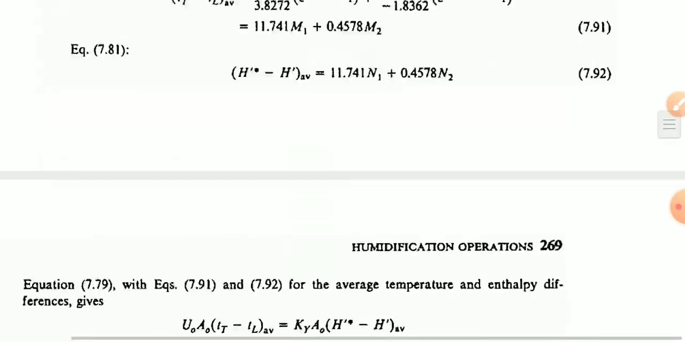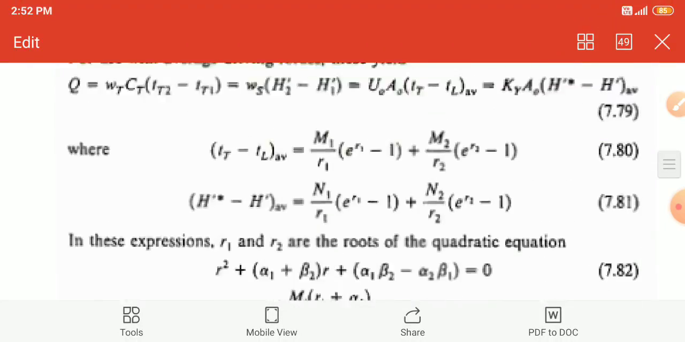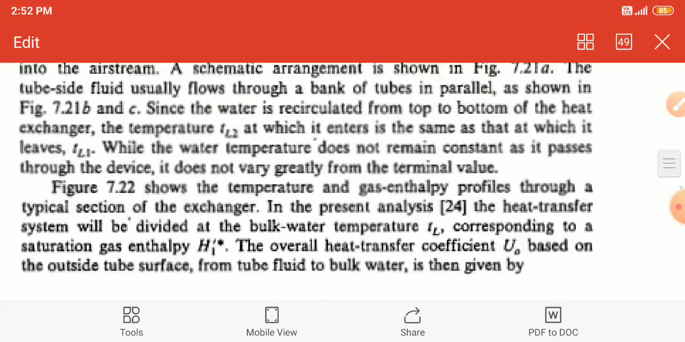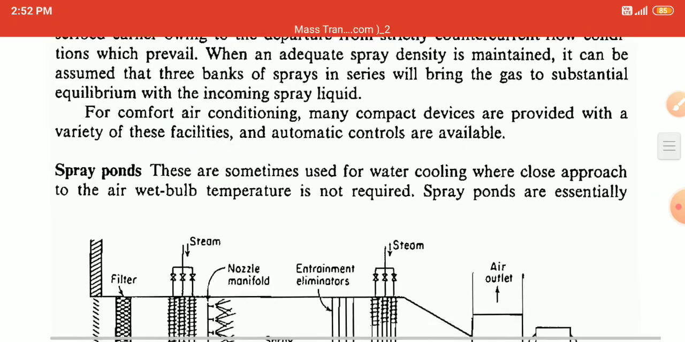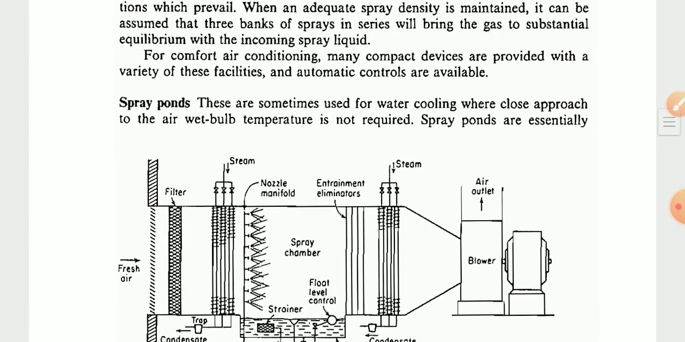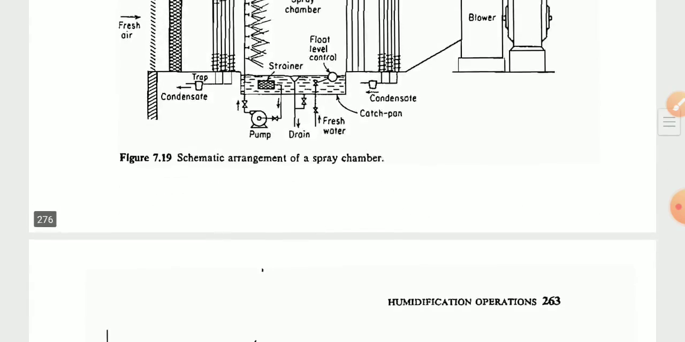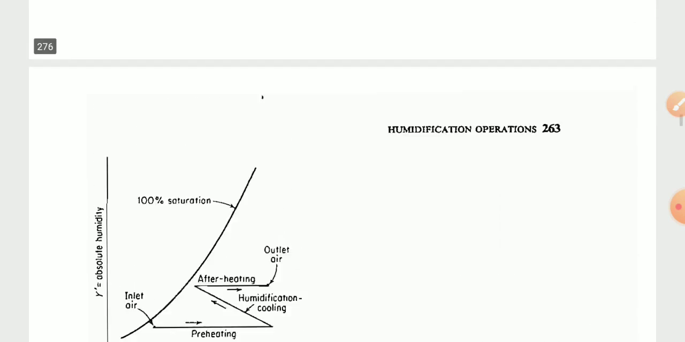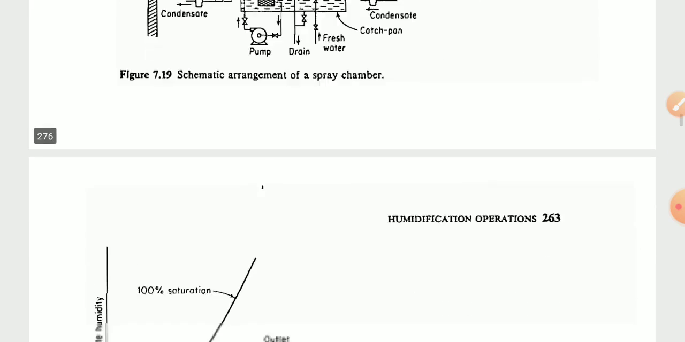This is the point for spray ponds. Okay, this is spray ponds. Figure 7.20 is an air conditioning process. It is the spray ponds, sometimes used, as in this figure.